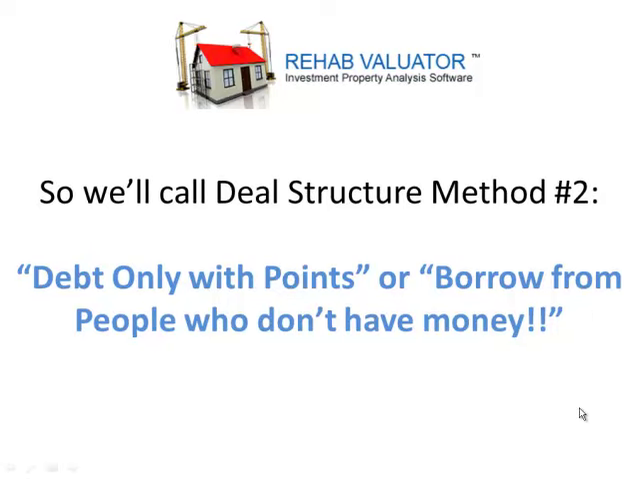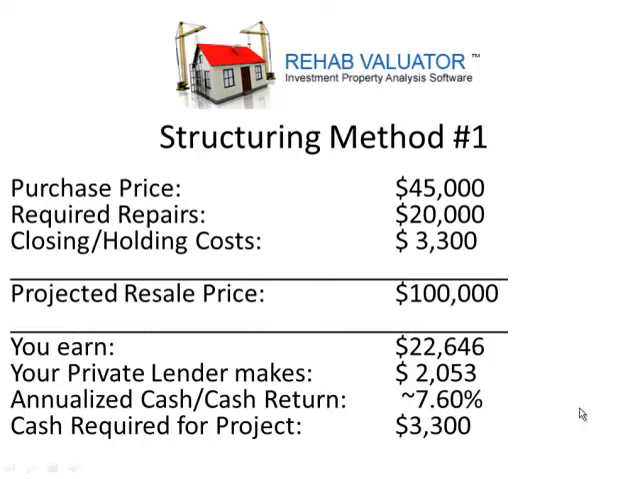All right, so let's review how these deals look in terms of numbers. So structuring method number one is where we just paid a simple interest rate to the private lender. All this is the same. Buy for 45, rehab for 20, closing and holding costs. Your projected resale price is $100,000. You earn $22,500 on the deal. Your private lender makes $2,000.